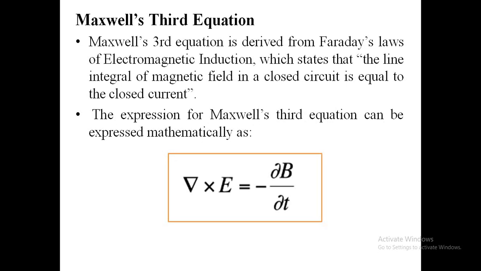Maxwell's third equation is derived from Faraday's laws of electromagnetic induction, which states that the line integral of the electric field in a closed circuit is equal to the induced EMF. From this, we can obtain the expression mathematically as del cross E is equal to minus dou B by dou T.